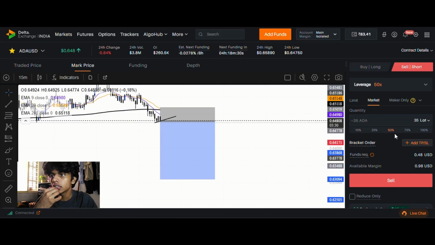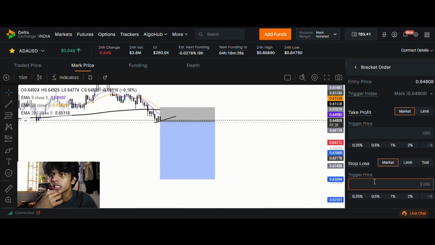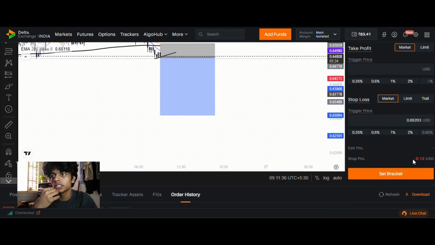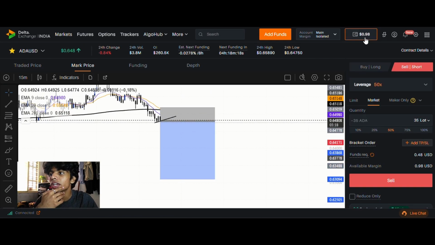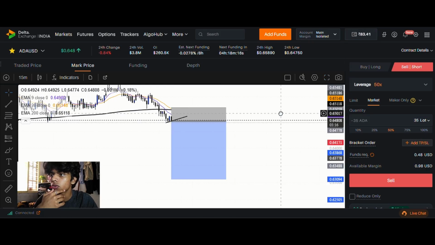If you can see, for 50% of the account, the stop loss I'm gonna be risking something around 0.19 USD, which is not bad looking at how much I have. I'm working in cents right now, not even in dollars. So yeah, I'm gonna take this short when it breaks this.